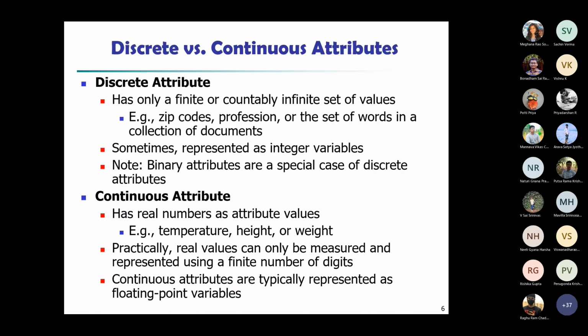Now there is something called discrete and continuous. Of course, the things we discussed, binary, nominal, ordinal, are all discrete. When we say discrete, usually what we mean is we have a discrete or finite set of values. So they are telling about zip codes, profession, set of words in a document, all that becomes discrete.